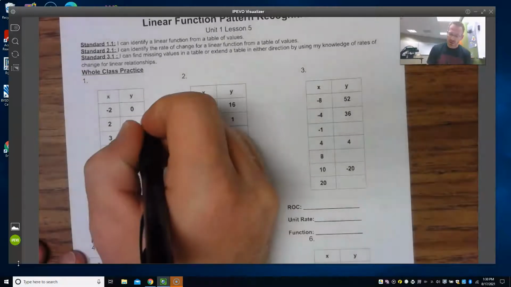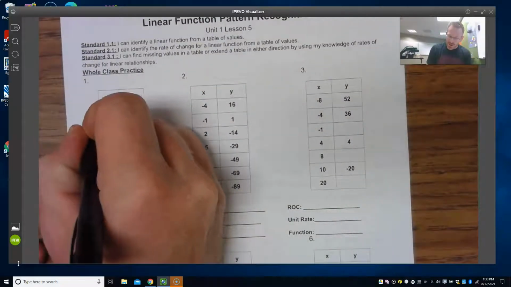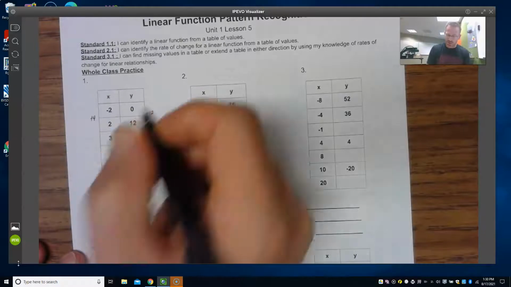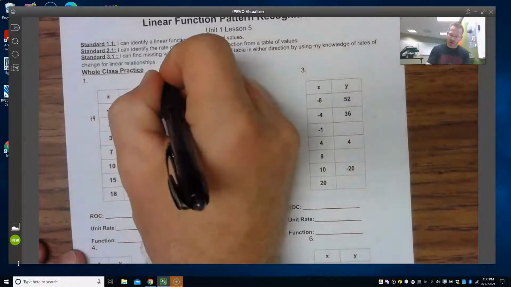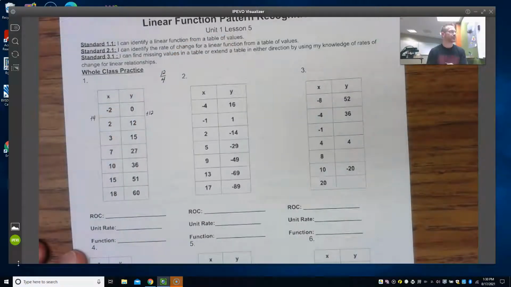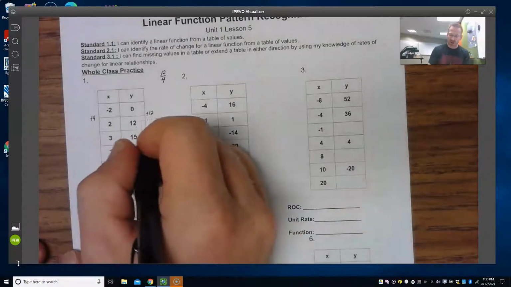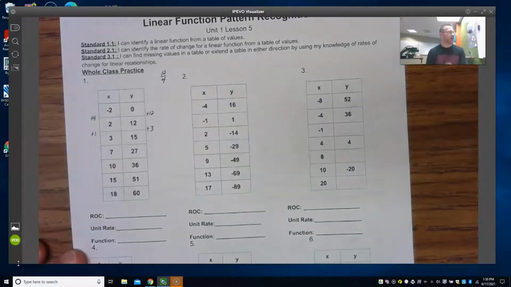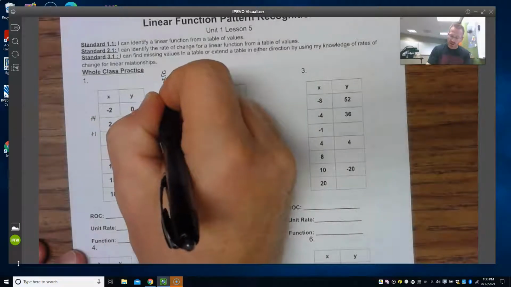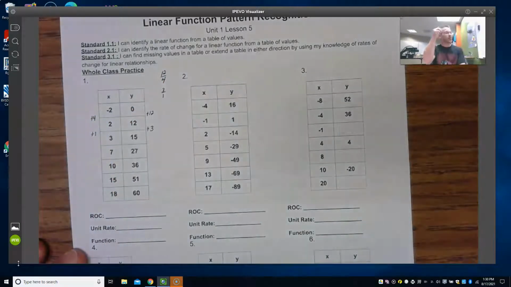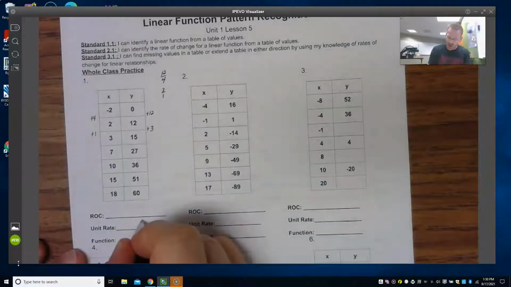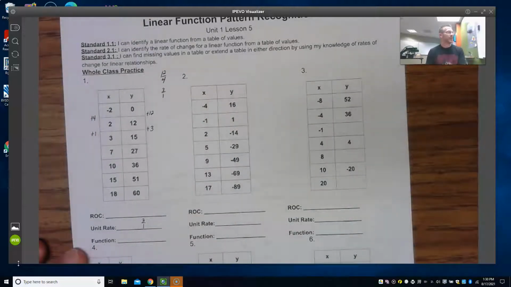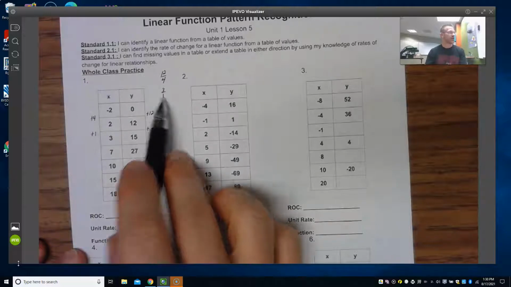So when I look at this, my x's go up by 4, my y's go up by 12. So my first rate of change is 12 to 4. Now let's look at the next rate of change. Y's go up by 3, x's go up by 1. So that looks different, right? So that's 3 to 1. Now that's my unit rate of change. So right now, I know my unit rate of change is 3 to 1. All right, so anytime the change of x is 1, that's our unit rate of change.